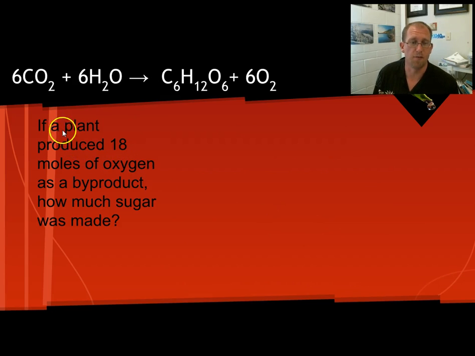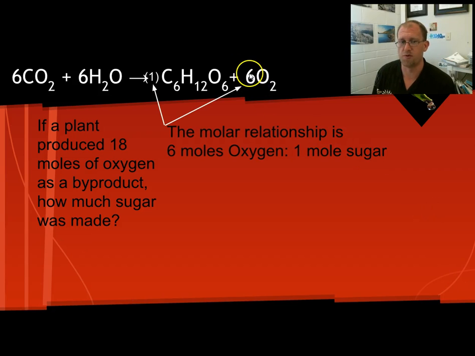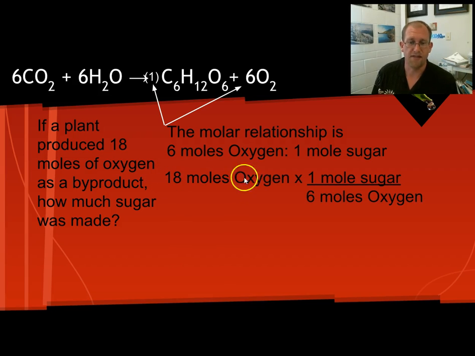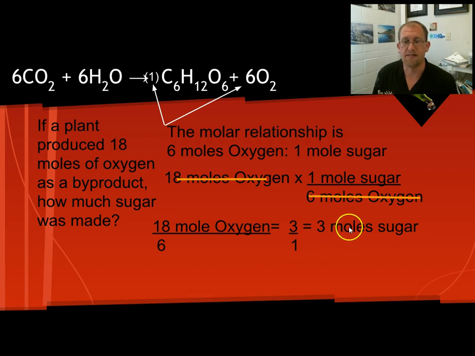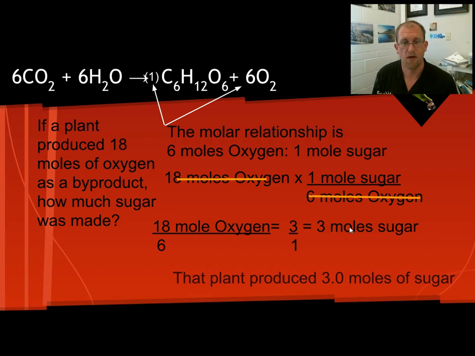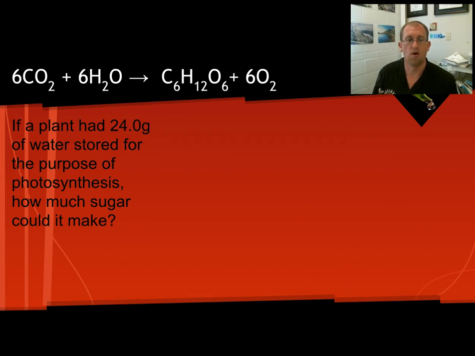Another way of doing this: if a plant produces 18 moles of oxygen as a byproduct, how much sugar was made? We're going to do the same thing. Look at the coefficient bridge, 6 to 1. The molar relationship is 6 moles of oxygen to 1 mole of sugar. So again, I have 18 moles of oxygen, bridge notation, put the like term on the bottom so they cancel out. 18 times 1 divided by 6. 18 divided by 6 is 3. I have made 3 moles of sugar. One more example on this.